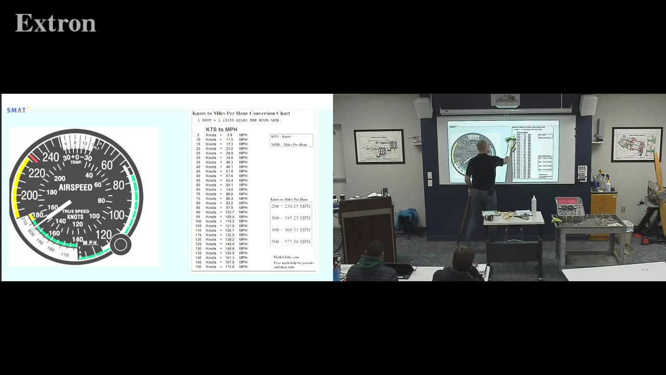There's the conversion chart for if you wanted to have some fun. It's 15% difference, and it gives you the same thing reading across. But just for the fun of it, if you wanted to play around with that at some point.